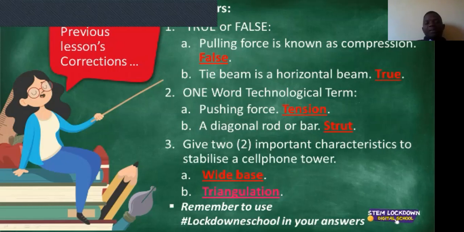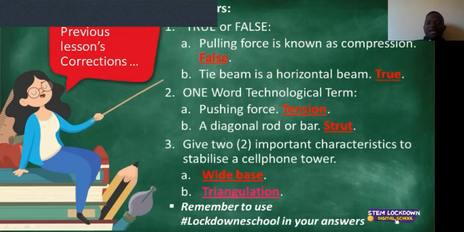All right, let's go to number 2B, a diagonal rod or bar. Remember we said a diagonal rod or bar is something that is very strong. An example of that we said is a member. The name of that is called a strut. All right, so number 2A, a pushing force, ladies and gentlemen, is not tension force, it's compression. Number 2B, a diagonal rod or bar, that is actually a strut. I hope we all understand.